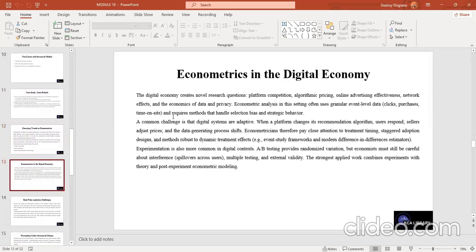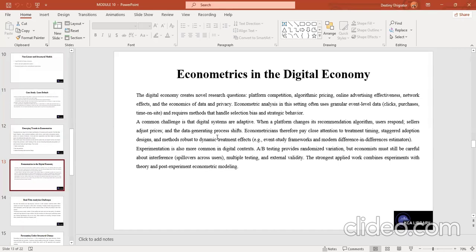Let's look at econometrics in the digital economy. The digital economy creates novel research questions, that is, platform competition, algorithmic pricing, online advertising effectiveness, network effects, and the economics of data and privacy. Econometric analysis in this setting often uses granular event-level data and requires methods that handle selection biases and strategic behavior. A common challenge is that digital systems are adaptive.